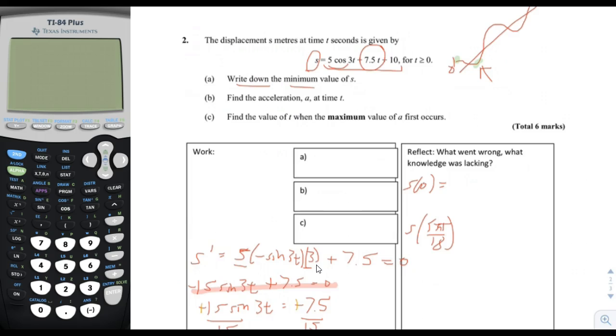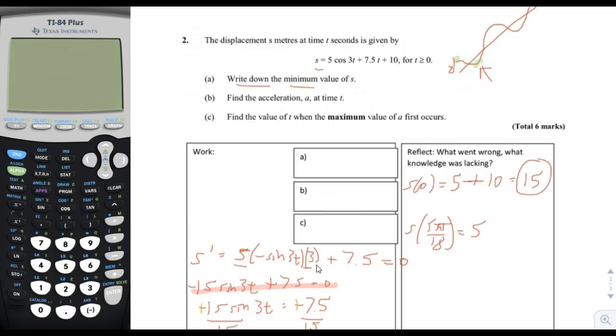So s of 0, you can see that the first term is going to be 5 times cosine of 0, which is 1. So it's going to be 5. And then the second term is going to be 7.5 times 0, which is just 0, and then plus 10. So we can see that the value of the displacement at t equals 0 is 15. Okay. What about 5 pi over 18, if we put that in?